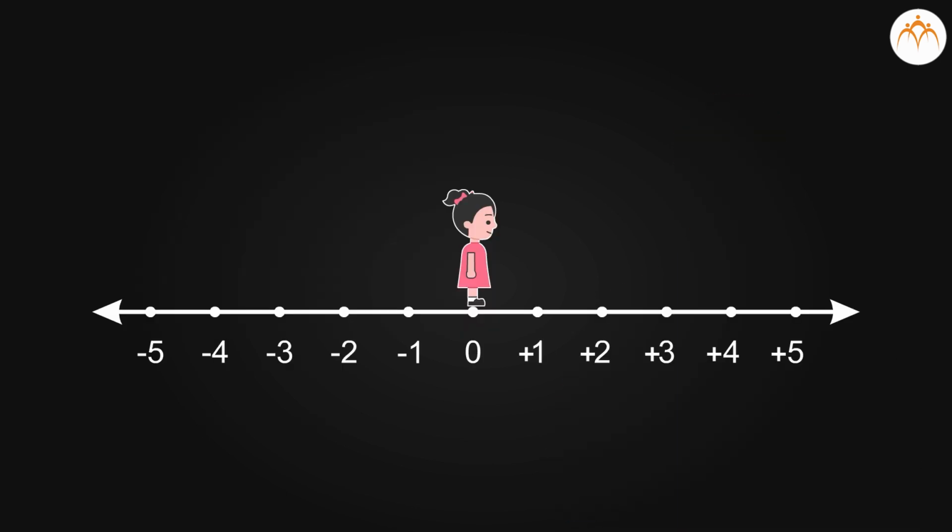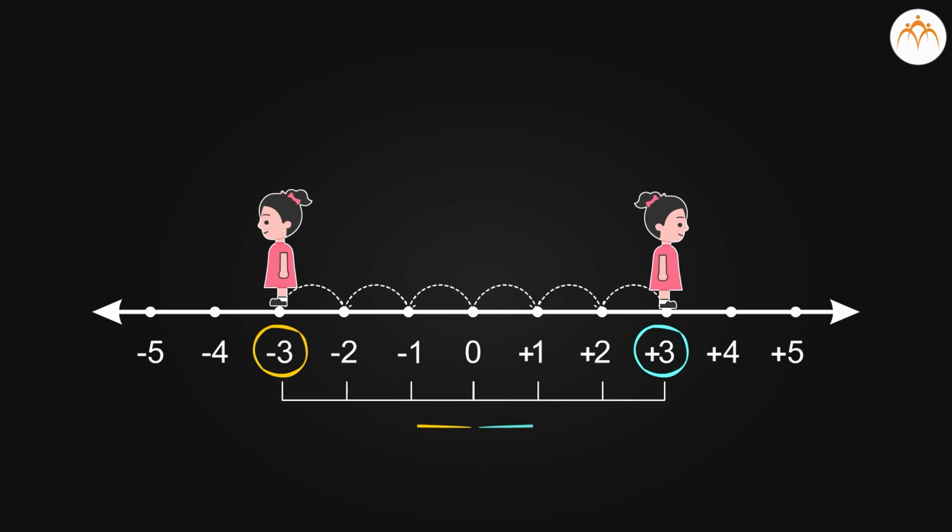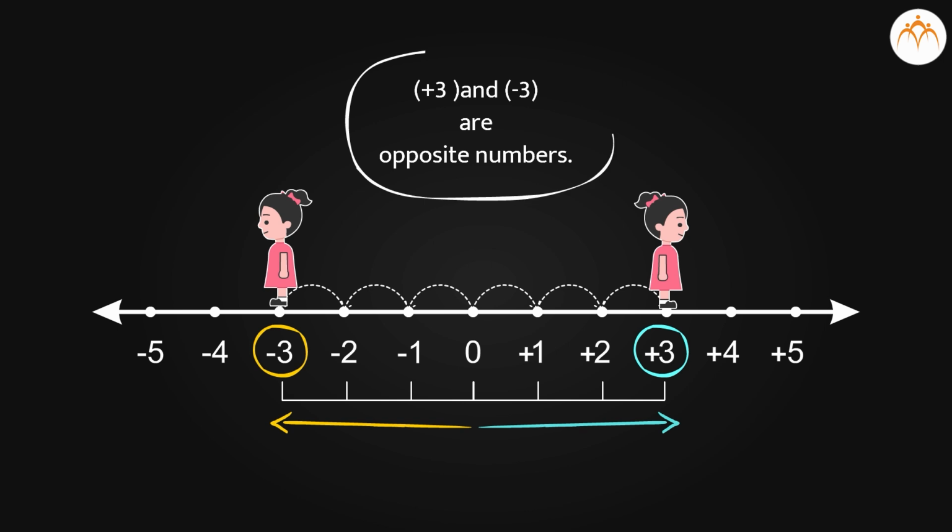Now when Savita goes 3 units to the right of 0, she reaches +3. When she goes 3 units to the left of 0, she reaches -3. Both the distances are same from 0 but in opposite directions. +3 and -3 are opposite numbers. On the number line, they are at the same distance from 0 but in the opposite direction from each other.